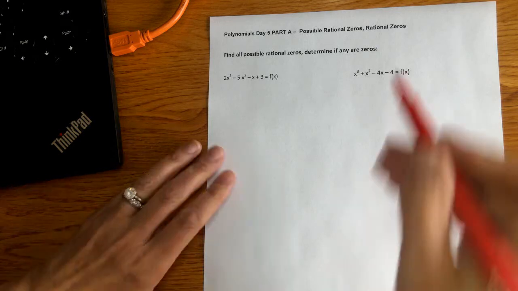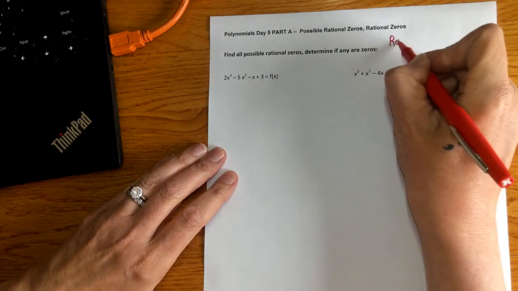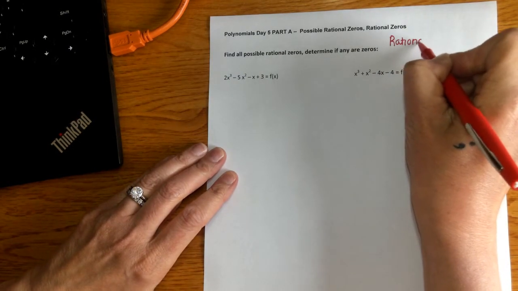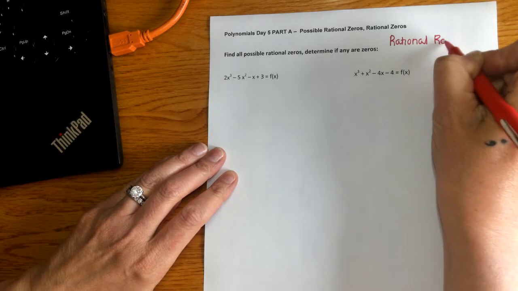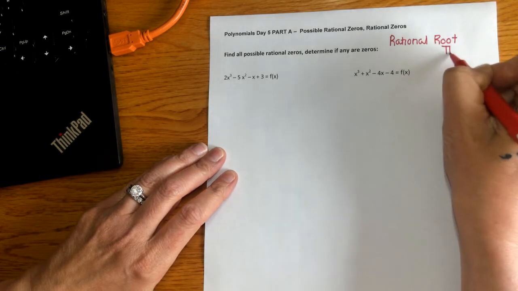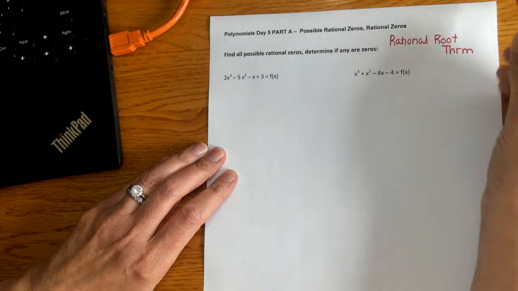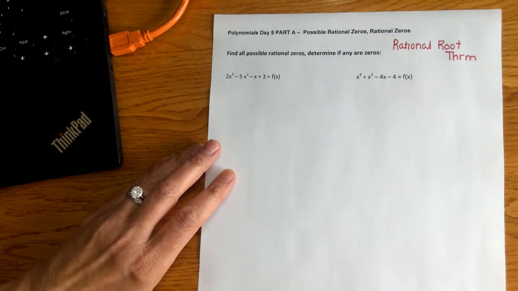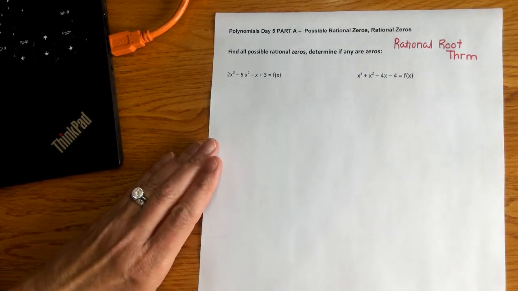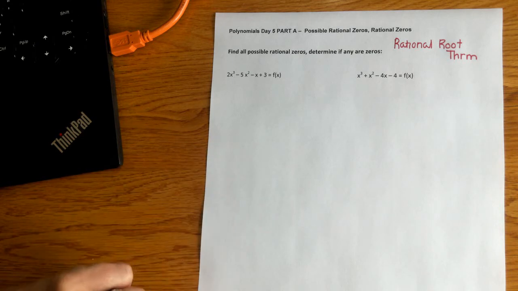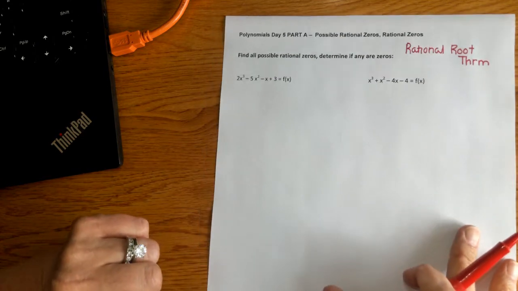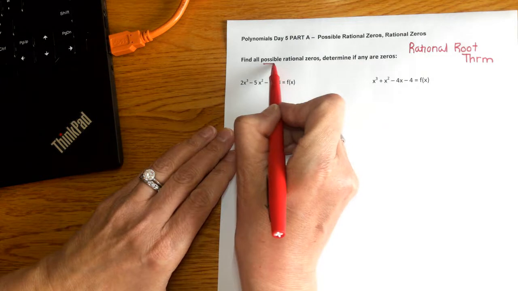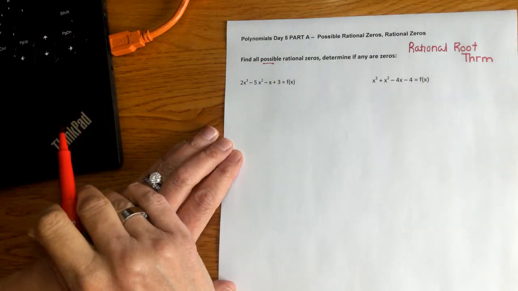We are going to talk about what's called the rational root theorem. Now you'll see root and zeros interchanged all the time. Another name for that would be x-intercepts. So there's 3 steps that I do when I'm finding the possible rational zeros or rational roots.